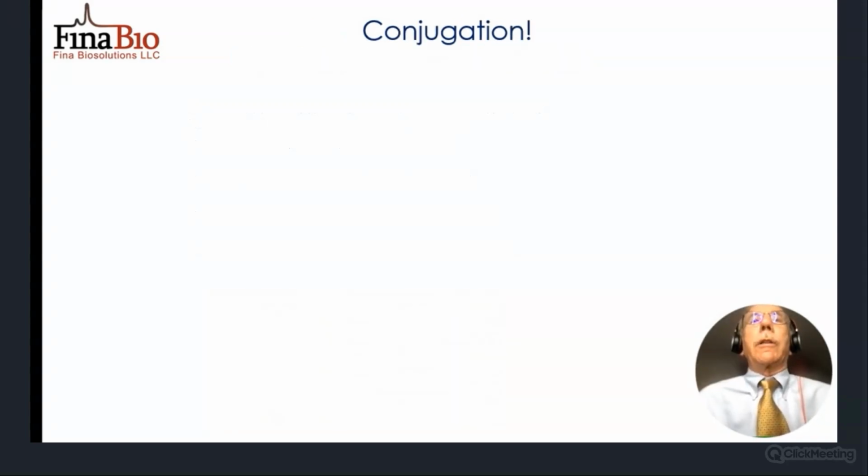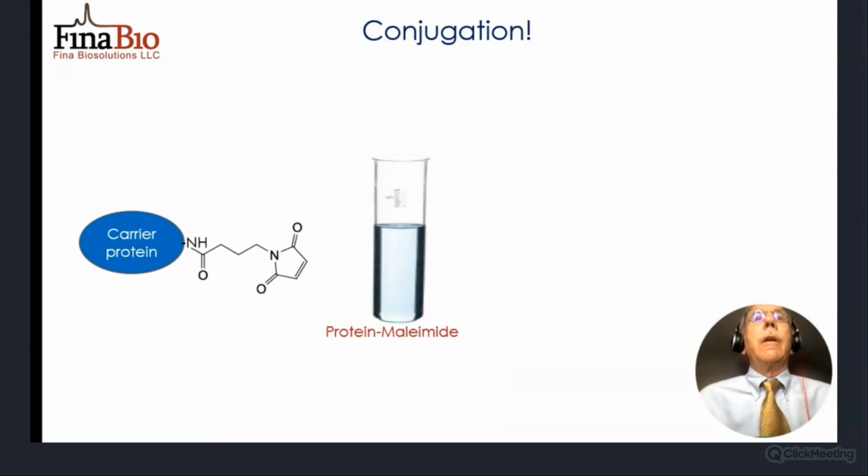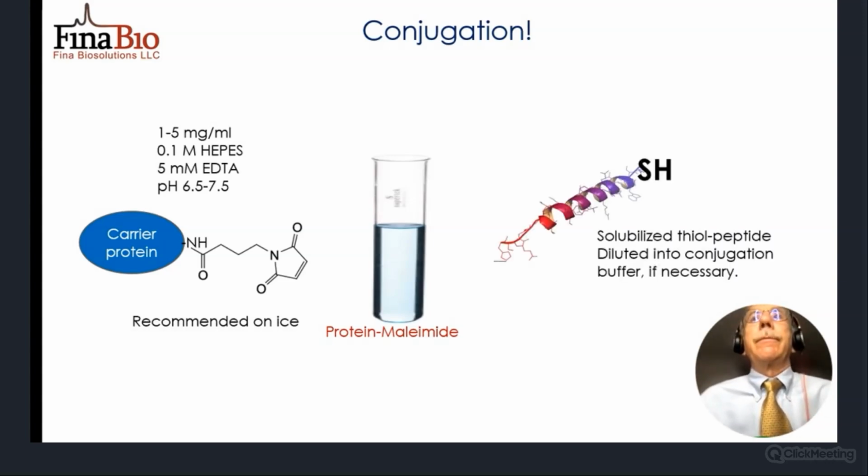And now we start the actual conjugation. So you have your carrier protein labeled with the maleimide in solution. The protein is in the range of maybe 1 to 5 mg per mL and pH 6.5 to 7.5 HEPES. It contains EDTA to minimize the thiol oxidation. You may want to do this on ice.